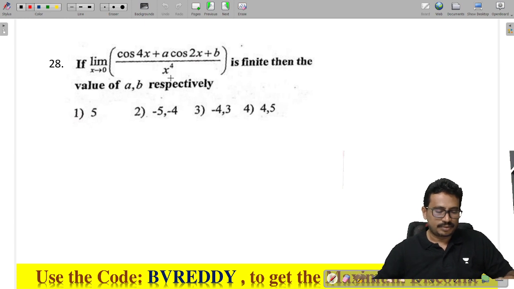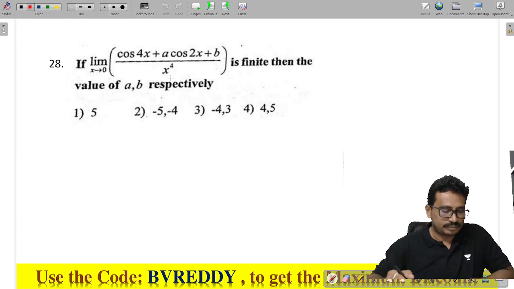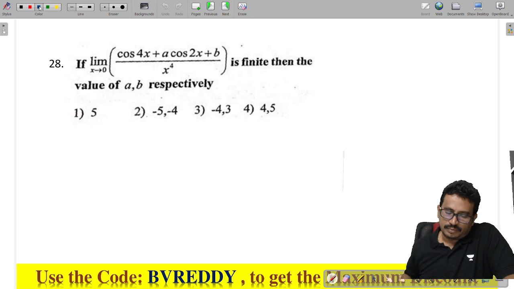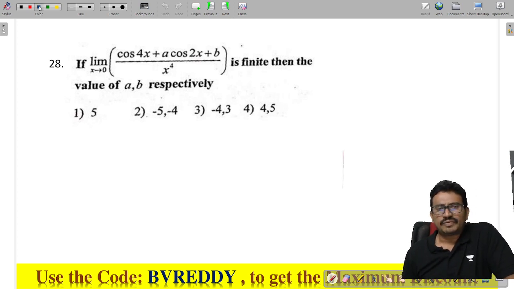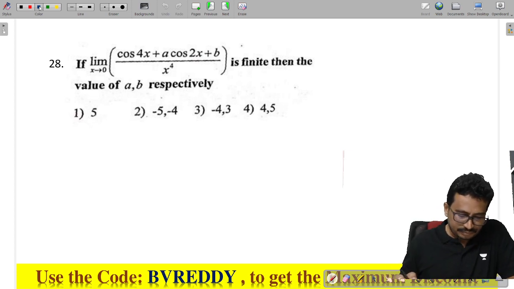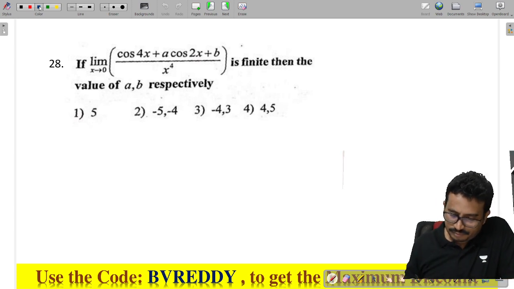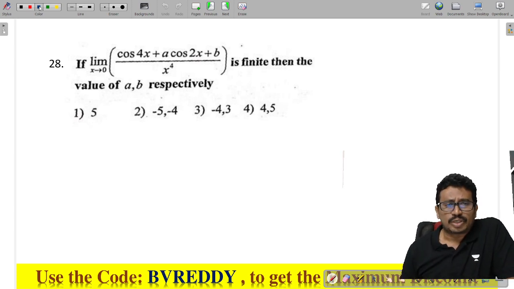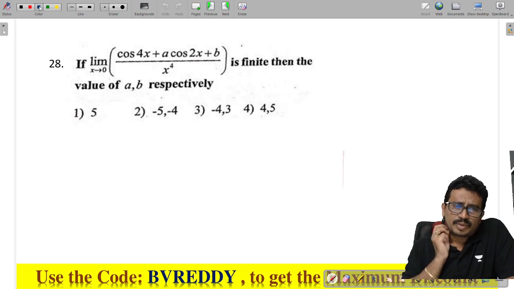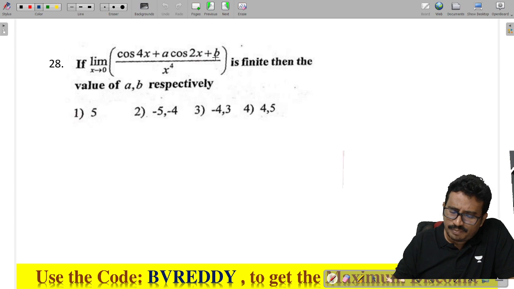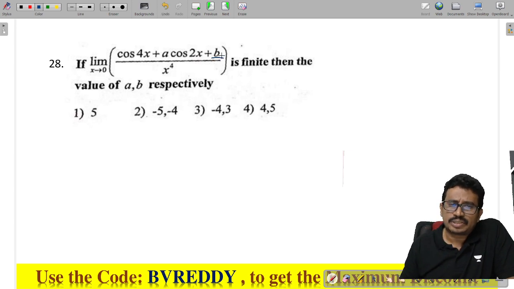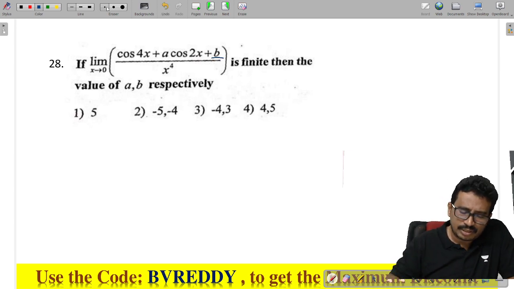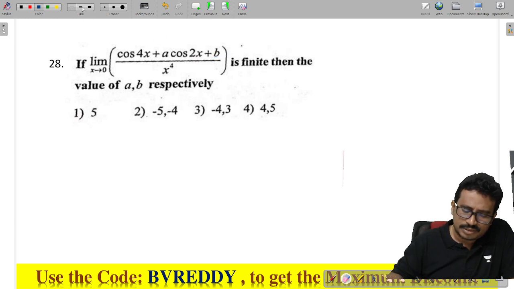Now you can see this problem. Limit x tends to 0. The given function is finite, then the values of a and b are. Now this type of problems, what we can do here, only the expansion is possible here. So if we apply the L'Hospital, b will get cancelled now. So that's the reason we need to go for the L'Hospital only in these cases, since b here is a constant.